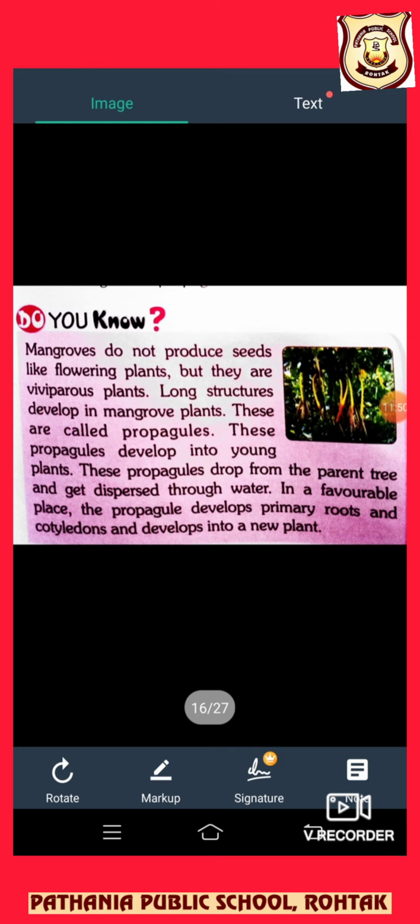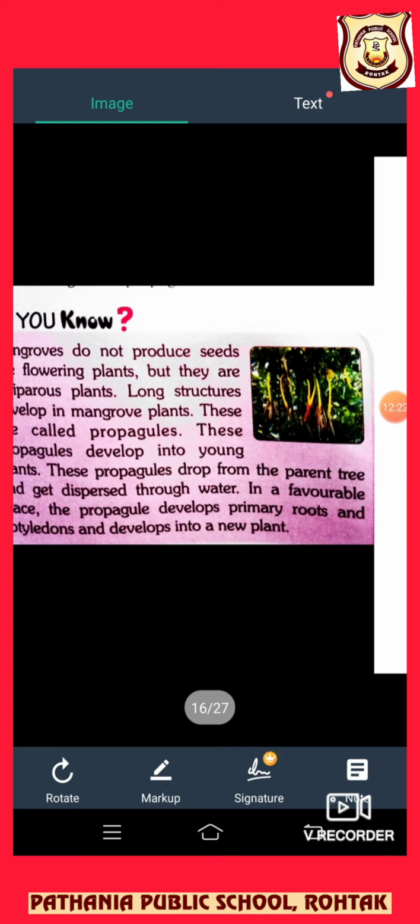But in this topic that is given in your book, mangroves do not produce from seed. Yes beta, they are producing from the segment only, because they are long structures and they can be grown from their parent plants. Under favorable conditions, the plant can be grown again from the segment, and primary roots and the cotyledon will come through it.